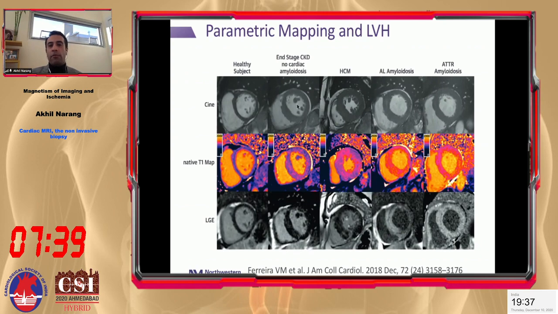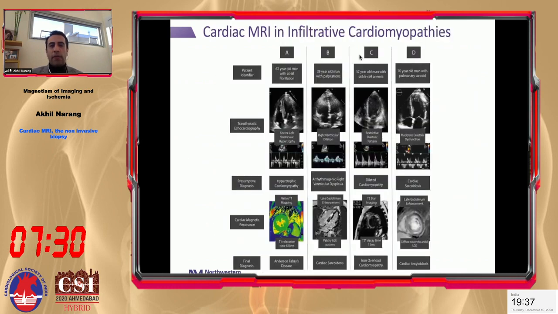Again, all these patients have left ventricular hypertrophy. In the old days, we might have said it's hypertrophic cardiomyopathy or hypertensive heart disease, but we can get much more nuanced now. This is a quick graphic of infiltrative cardiomyopathies and how the diagnosis was changed after cardiac MRI, after this non-invasive biopsy. This is a man with atrial fibrillation with severe LVH, thought to have hypertrophic cardiomyopathy, had T1 mapping that was low, diagnosed with Anderson-Fabry disease.